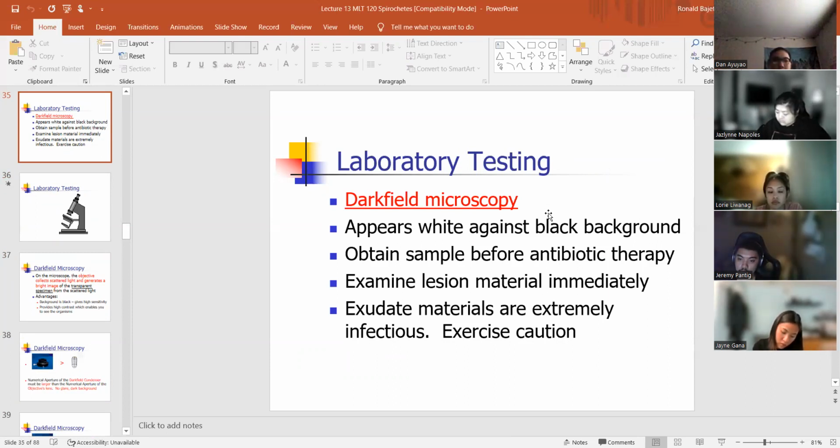It's how the light is brought in, and I'll describe that later. It's how the light is brought in on the object, and usually it's oblique light. Oblique light is light coming in at an angle, as opposed to direct light coming up from the bottom, which is how you are looking at it on your current microscopes. So dark field microscopy uses oblique light, and it illuminates the object. It's white against a black or dark background.